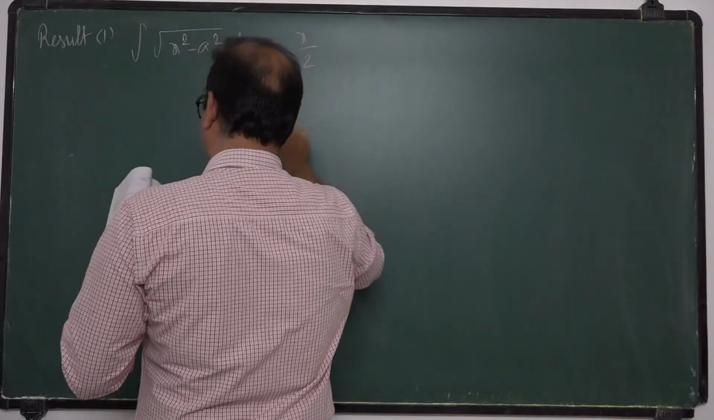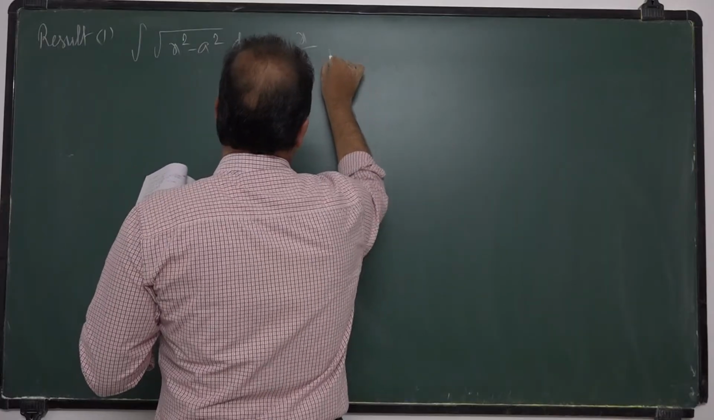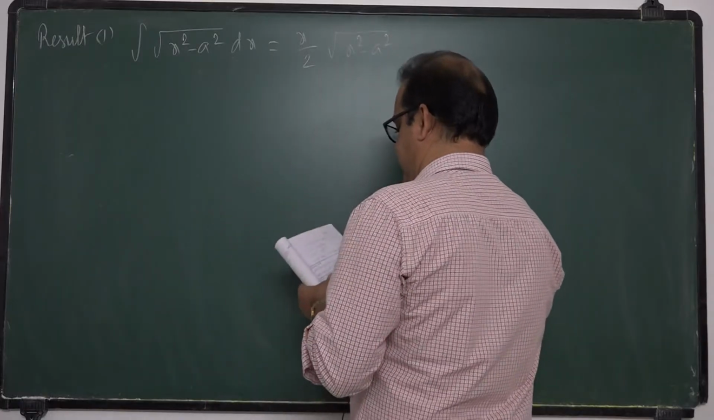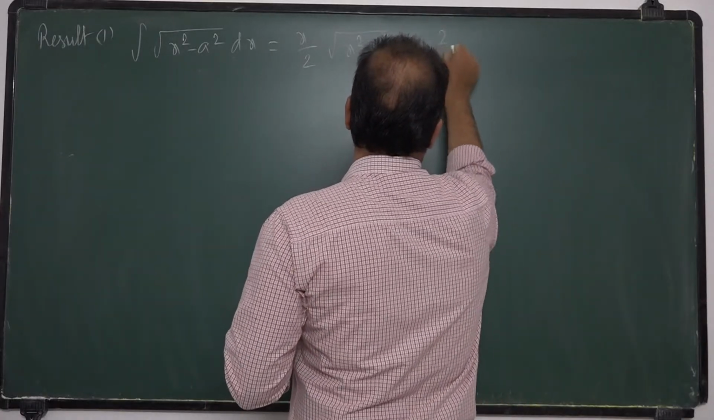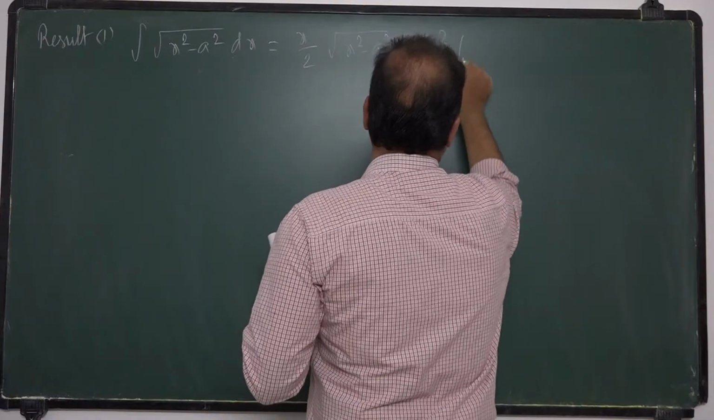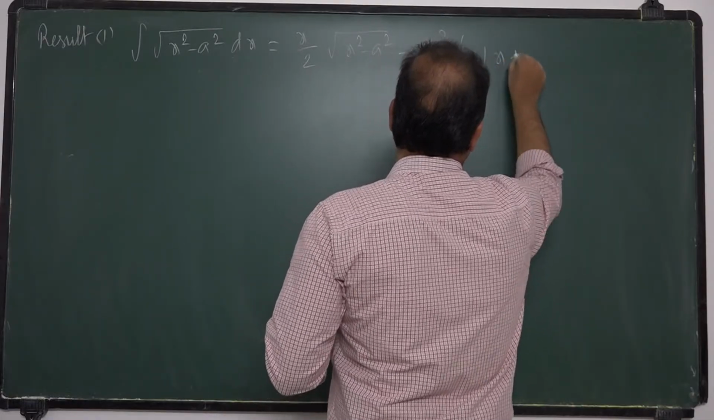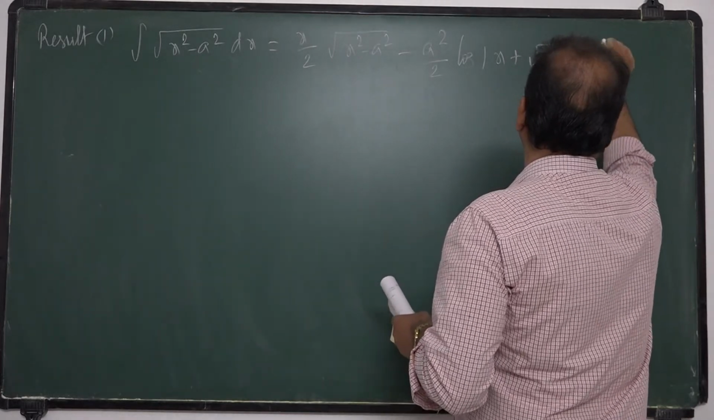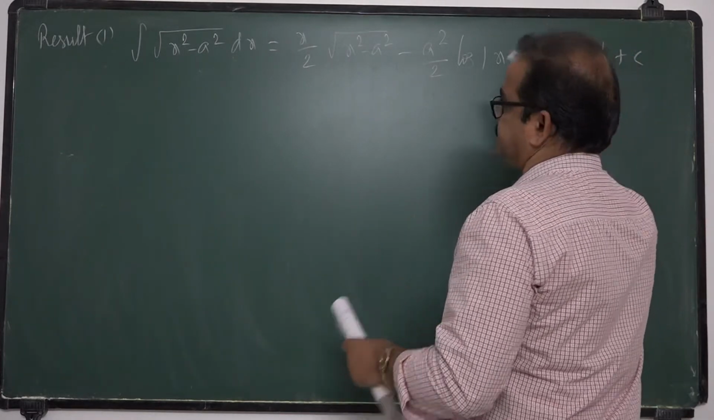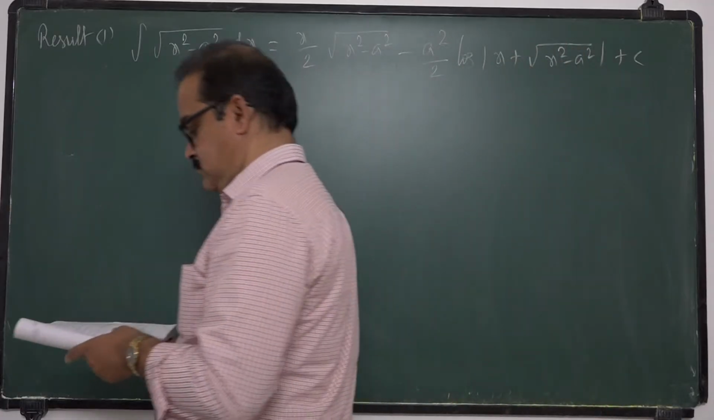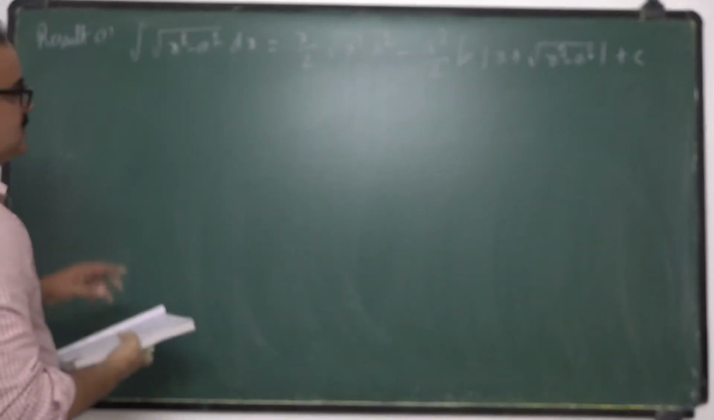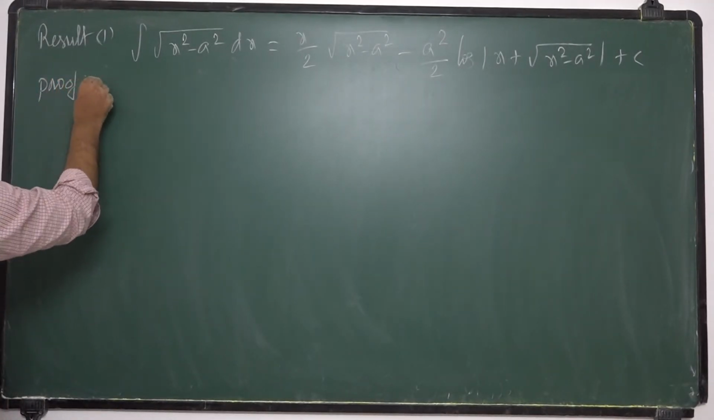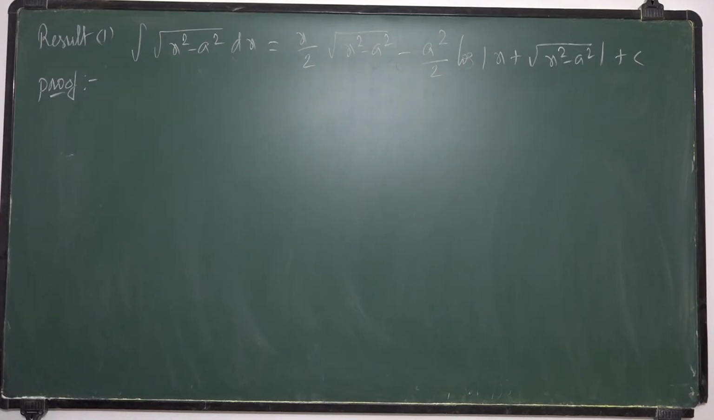x by 2 into root of x square minus a square, minus a square by 2 into log of x plus root of x square minus a square, plus c. First we prove this result. See the proof of this.